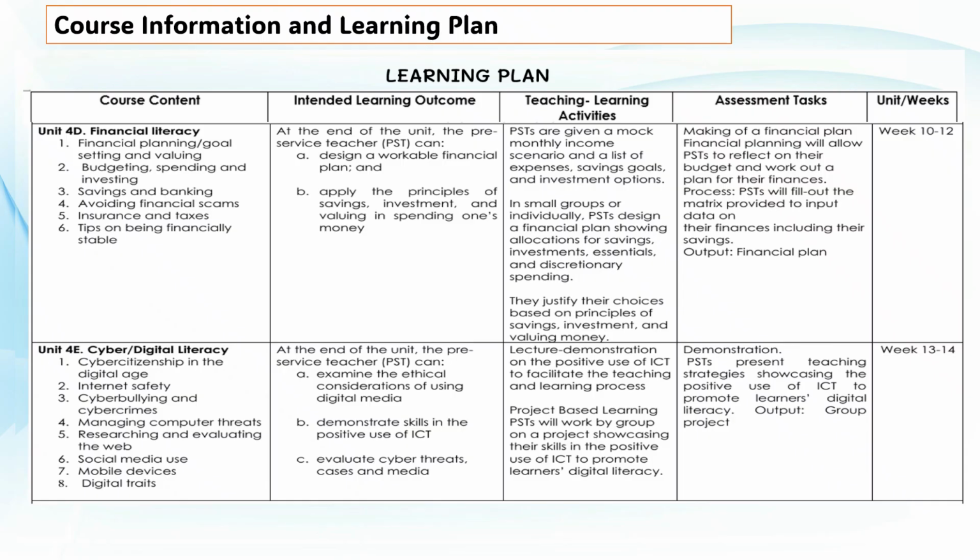Activity. You will be given a mock monthly income scenario along with a list of expenses, savings goals, and investment options. Process. Individually or in small groups, you will design a financial plan. You will fill out a matrix to input data on your finances, including savings. Your plan must show allocations for essentials, discretionary spending, savings, and investments. You will justify your choices based on principles of savings, investment, and valuing money. Output. A financial plan that reflects responsible budgeting and financial stability.